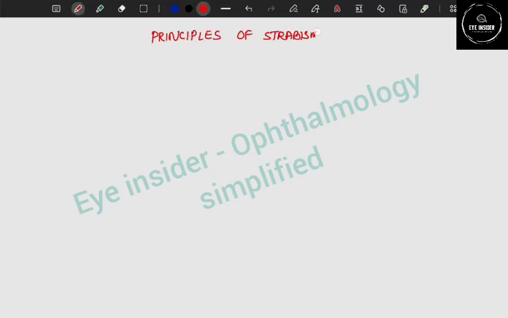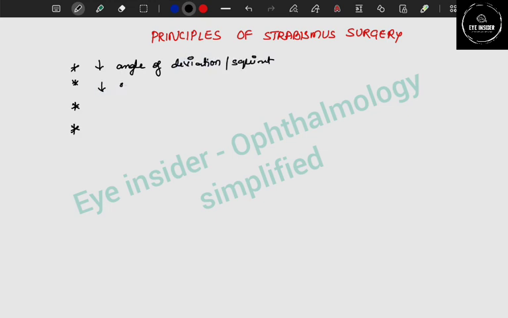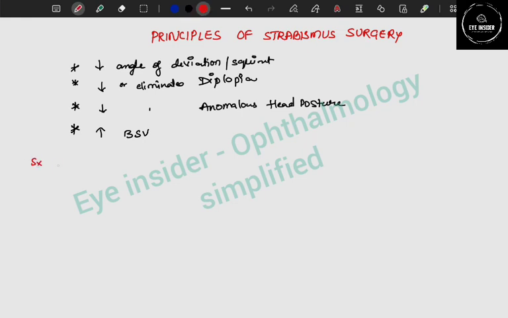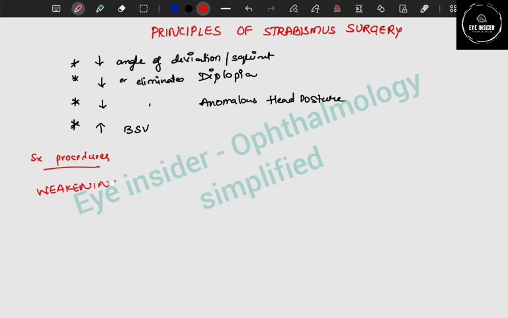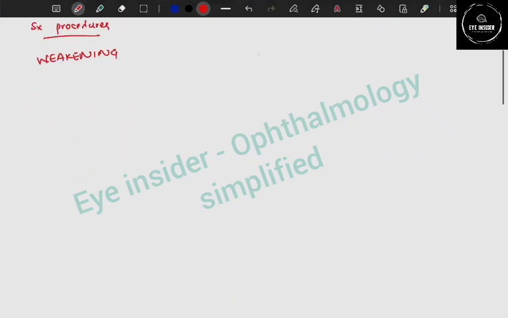In today's class, we shall discuss the principles of strabismus surgery. So there are 4 principles of strabismus surgery. The first is to reduce the angle of deviation or strabismus, that is squint, to reduce or eliminate diplopia or double vision, to reduce or eliminate anomalous head posture which is associated with the squint, and to increase the binocular single vision. So the surgical procedures for strabismus include weakening procedures, strengthening procedures, and transposition.